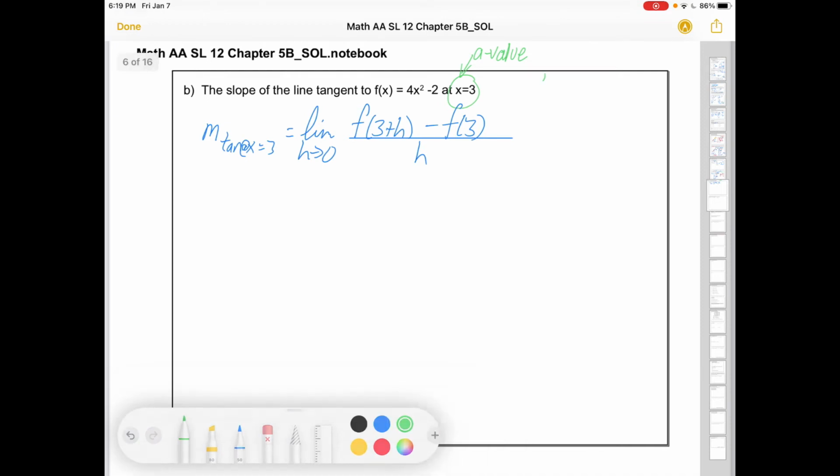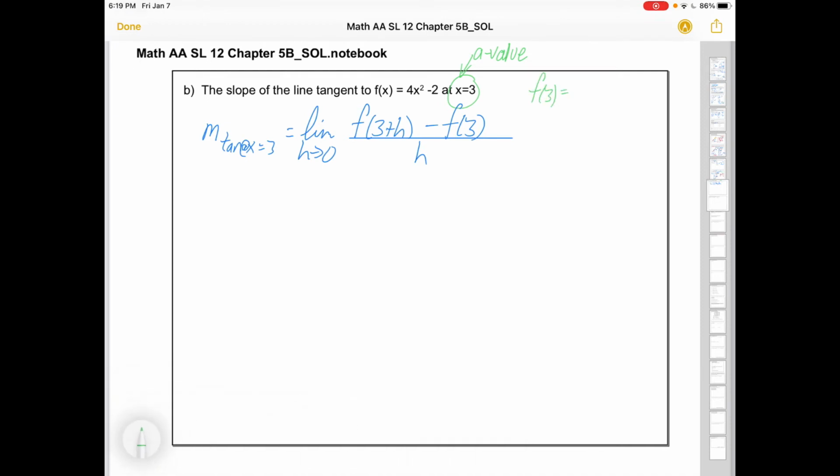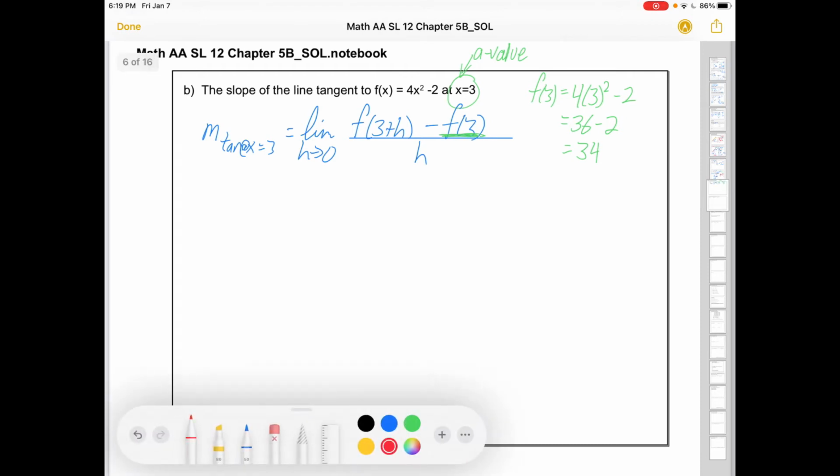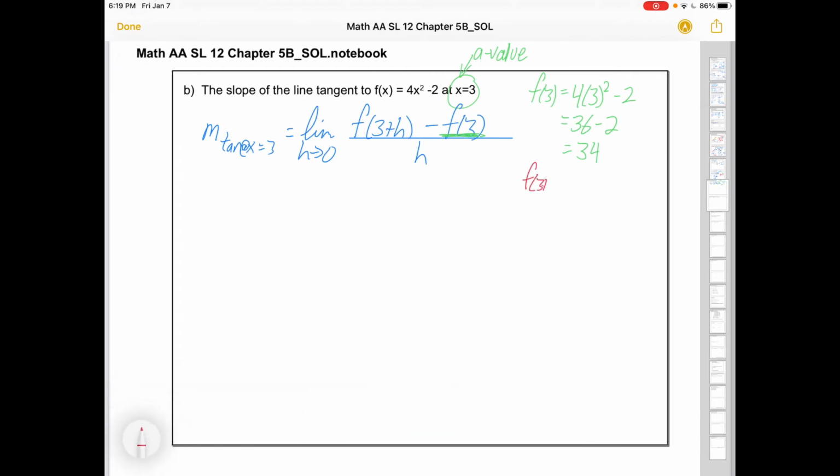So let's figure out what f of 3 is, because that one's easier. It would be 4 times 3 squared minus 2. Or 4 times 9 is 36 minus 2, or 34. That's what's going to go in for f of 3. The other thing we have to find is more of a pain. And so there's some unpleasant algebra that we're going to have to do here.